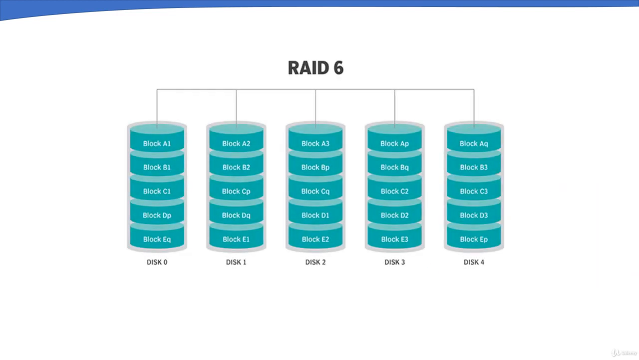RAID 6, striping with double parity. It is the same as RAID 5 but with a very little difference. RAID 6 is like RAID 5 but the parity data are written to 2 drives. That means it requires at least 4 drives and can withstand 2 drives dying simultaneously. The chances that 2 drives break down at exactly the same moment are of course very small.